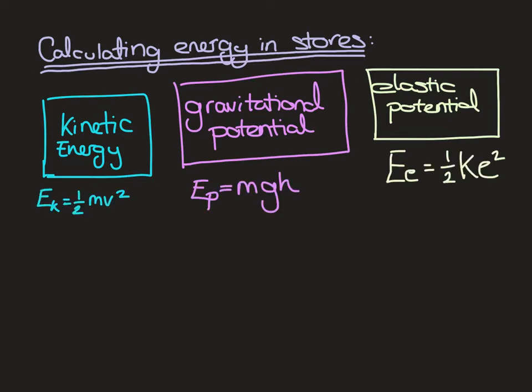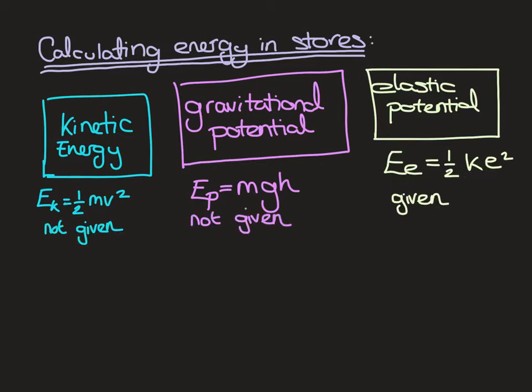Here are the equations that we use to calculate the energy in each of these stores. For kinetic energy, we've got kinetic energy is equal to half mv squared. For gravitational potential energy stores, we've got the energy is equal to the mass of an object times acceleration due to gravity times the height. And for elastic potential energy, we've got the energy in the store is equal to half times the spring constant times the extension squared.